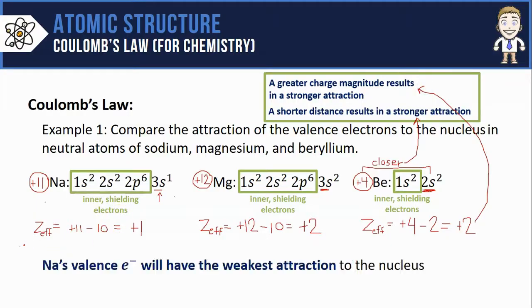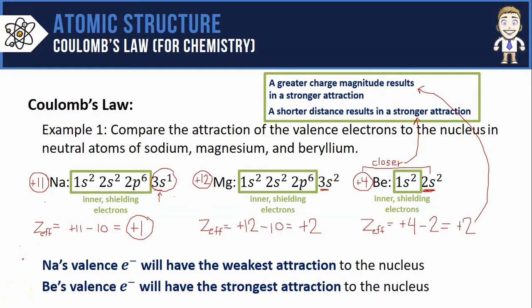All of this information tells me that sodium's valence electrons will have the weakest attraction to the nucleus. Not only are they farther away, they also experience the smallest effective nuclear charge, or the lowest charge magnitude. At the same time, I can say that beryllium's valence electrons will have the strongest attraction to the nucleus because they are closer to it and have a greater effective nuclear charge, or a greater charge magnitude.